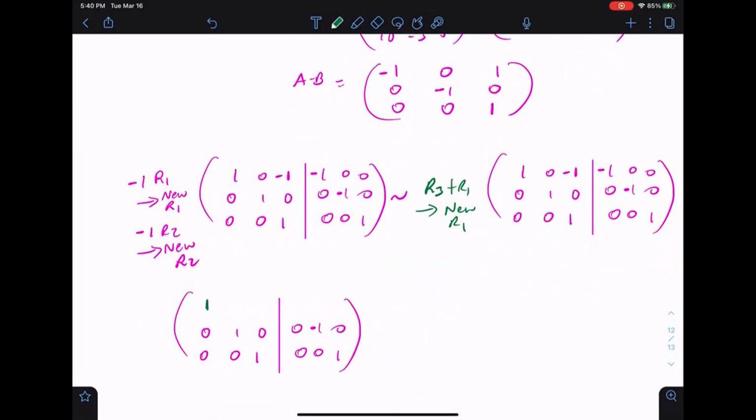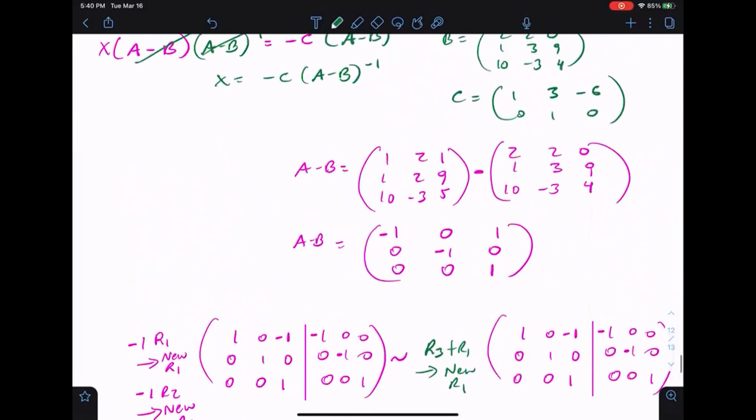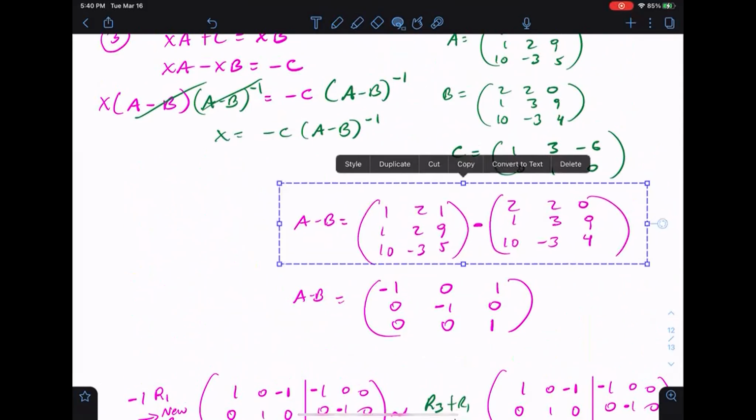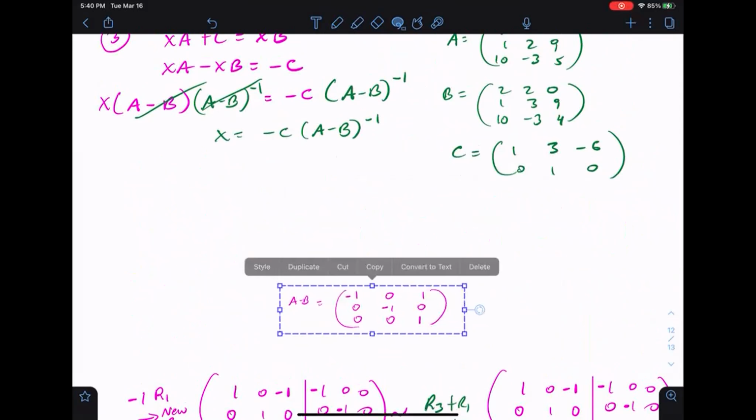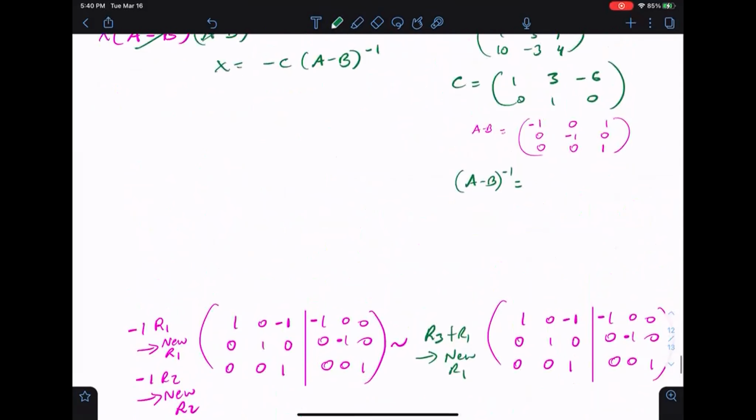0 plus 1 is 1, 0 plus 0 is 0, 1 and 0 gives you 0, 0 and 81 gives you 81, 0 and 0 gives you 0, 1 and 0 gives you 1. So I got the inverse already. This is the inverse here, the inverse of A minus B. So that means I don't need this calculation anymore. We can delete this. This is A minus B, so we can put it here. And A minus B inverse is this thing here, right? So let's put this in.